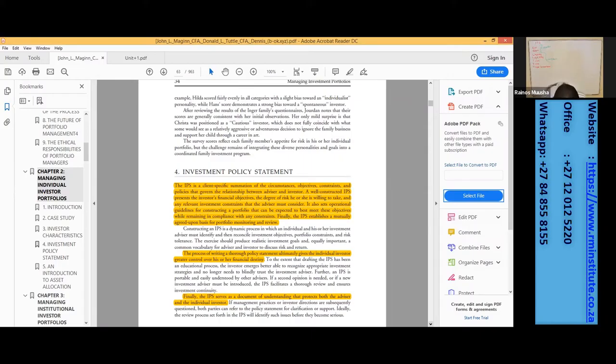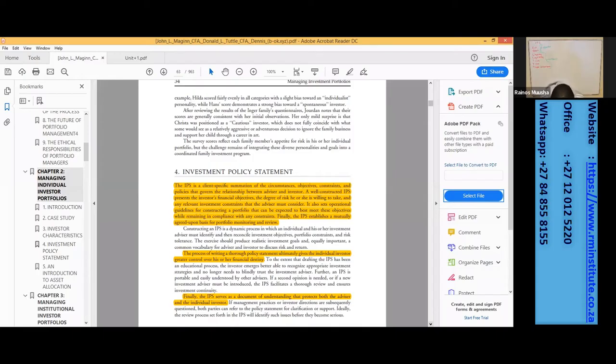It also sets operational guidelines for constructing a portfolio that can be expected to best meet these objectives while remaining in compliance with any constraints. And finally, the investment policy statement establishes a mutually agreed upon basis for portfolio monitoring and review. Then if you skip the next paragraph, they say, the process of writing a thorough policy statement ultimately gives the individual investor greater control over his or her financial destiny.